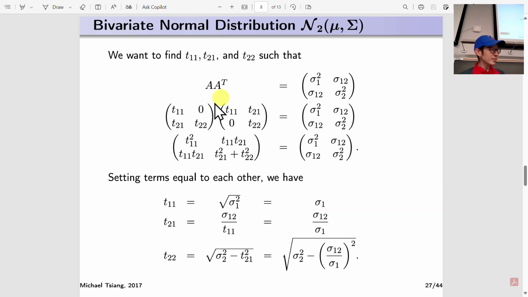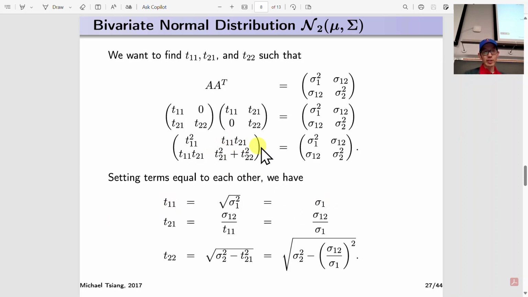And so if you do all of this, you'll have a system of equations, okay? So if you do AA transpose, you'll get this. And basically, you'll have 3 equations and 3 unknowns, okay? You have a T11, a T21, a T22, and you have sigma, so T11 squared is equal to sigma 1 squared. So T11 is going to be equal to sigma 1.